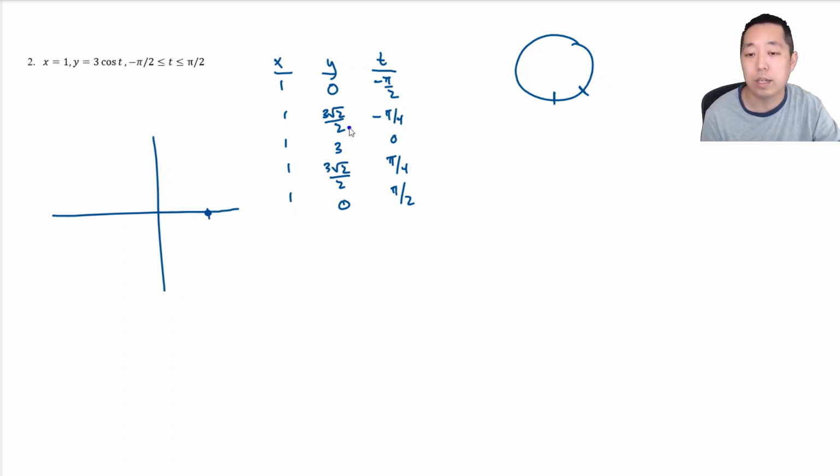Then 3√2/2, like 1.5 times √2, that's about 2. So it's going to be 1, 2, like around there. Then 1, 3. Then back down all the way down there. So it's going to go up, and then come right back down the same way. It's just going to be a vertical line because the x value is constant, so the y is the only one changing.